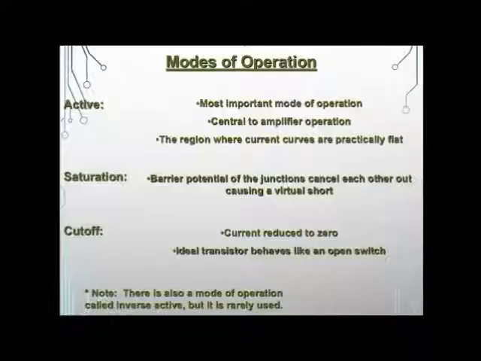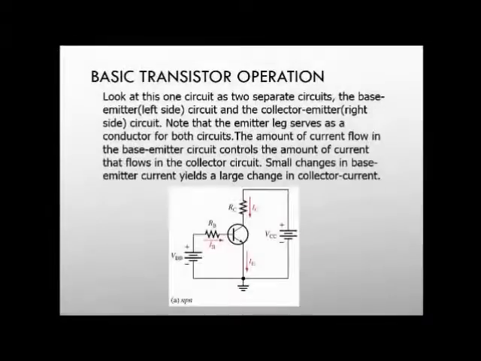But there is one more mode, that is called the inverse active mode, but it is very rarely used and we rarely study about it. So these are the main three, that is the active mode, saturation mode and cutoff mode. The BJT acts as an amplifier in active mode, and it acts as a switch in case of cutoff mode. So we'll see them later.